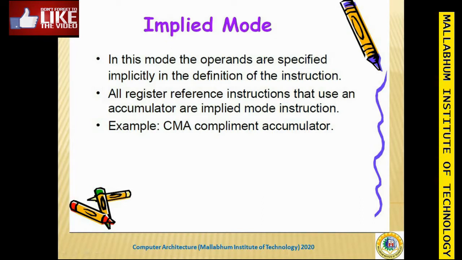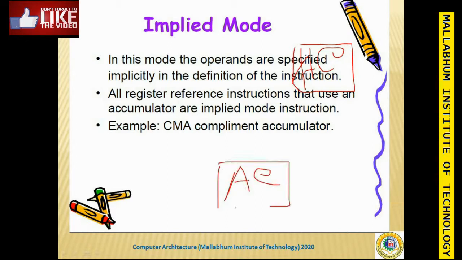In this addressing mode, the operands are indicated implicitly by the instruction. The accumulator register is generally used, here we use only the accumulator register. I have already specified in the previous lecture that the accumulator is a special kind of register defined in a machine or the microprocessor. So all the operations related to the accumulator are defined in the implied addressing mode.